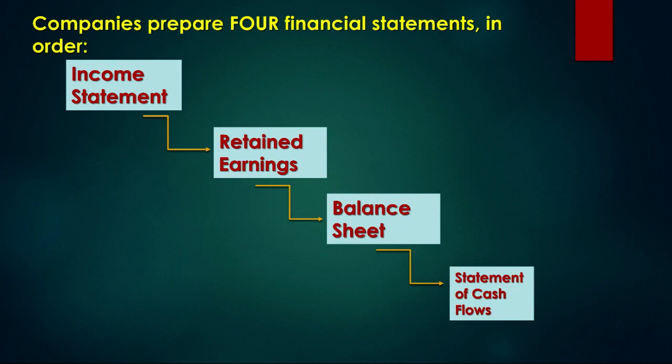Companies prepare four financial statements in order, and the income statement is always first, then retained earnings, then the balance sheet, and then the cash flow statement. Now, you are not responsible to know how to prepare the cash flow statement in Accounting 201, but we will present it to you for reference.